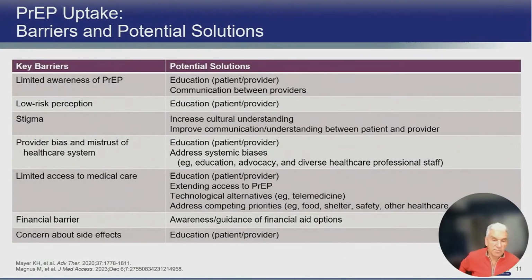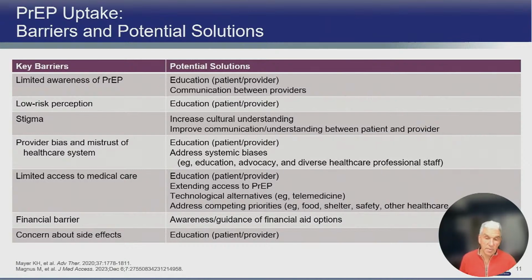Now, what are the barriers and potential solutions? There's limited awareness, both in education between patient and provider and communication between providers, and low risk perception. This is a common issue relevant to both providers and patients. Patients underestimate their risks, women especially. They might have relations with one man, but that one man has relationships with multiple women. So to that woman, she's not at great risk, but in fact, epidemiologically, she is.